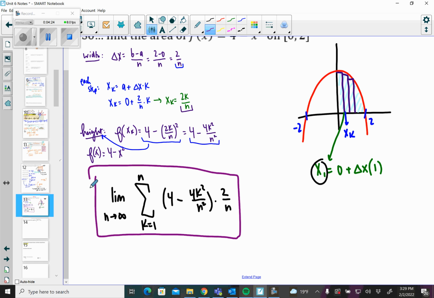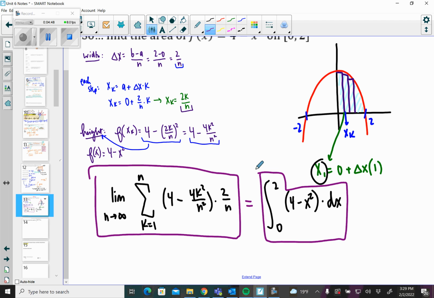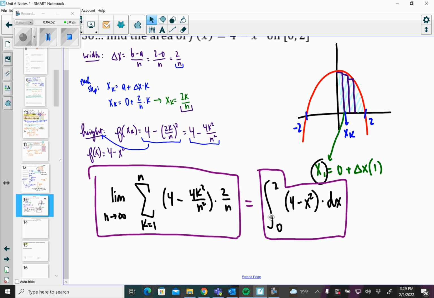The other way we could write this is using our integral notation, which again I think is a little easier. We take this integral symbol and we add in our bounds. Where are we starting? We're starting at 0. Where are we ending? We're ending at 2. What function are we calculating the area under? 4 minus x squared, and this is with respect to x. These two statements are saying the exact same information. They're looking for the area under the curve of this function with respect to x.